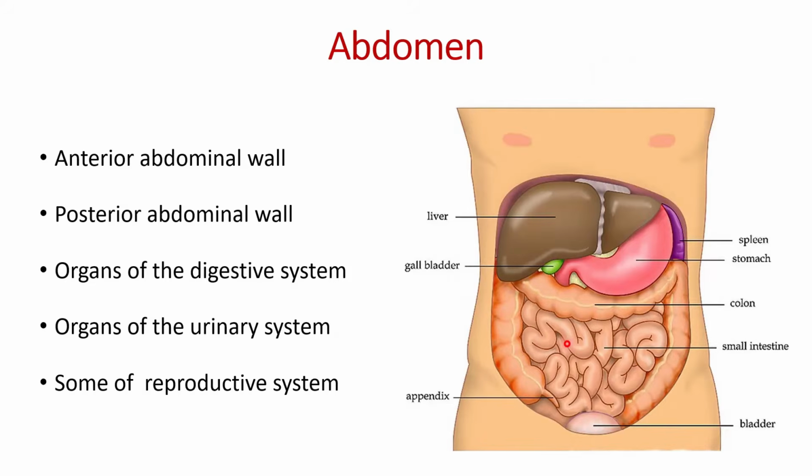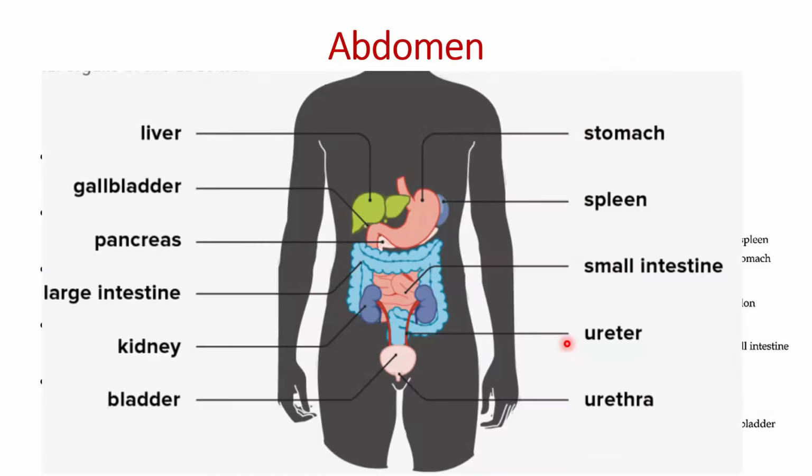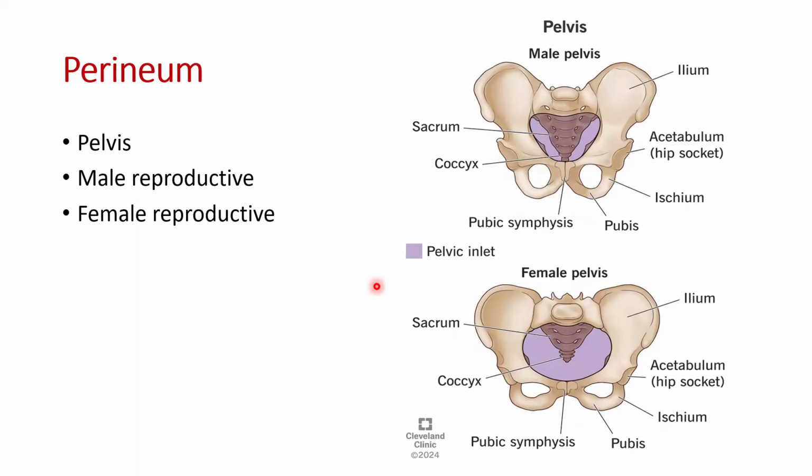Structures of the reproductive system, in females will have the ovaries, as you can see in this. So the organs specifically are the liver, the stomach, the spleen, the small intestine, the pancreas, the large intestine, the kidneys for the urinary system, the ureters, the urethra, the bladder, the ovaries in females, some of the structures that we need to know. And now we go to the perineum. So the perineum is the last part of regional anatomy before we go to systemic anatomy.